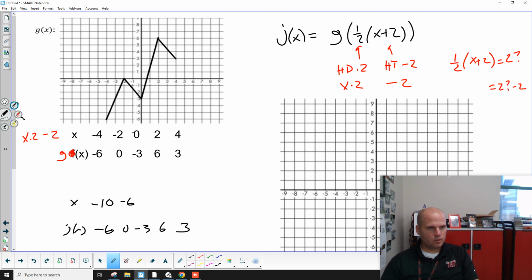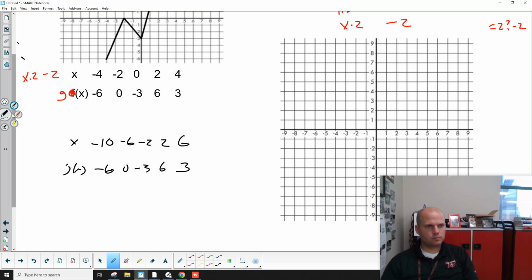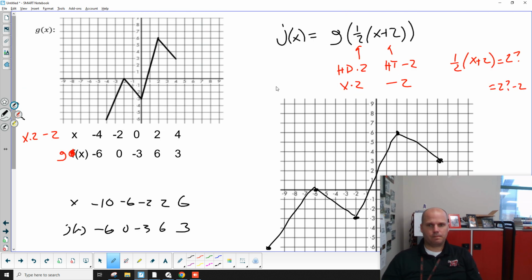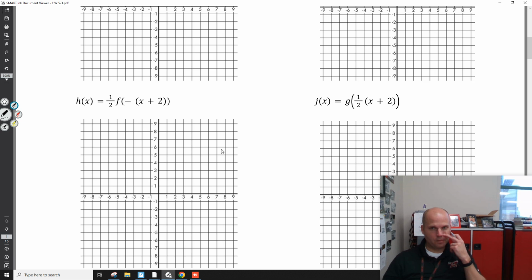So, -2, 2, 6. -10, -6. -6, 0. -2, -3. 2, 6. 6, 3. This is a horizontal dilation and a horizontal shift. Okay? Cool. All right.